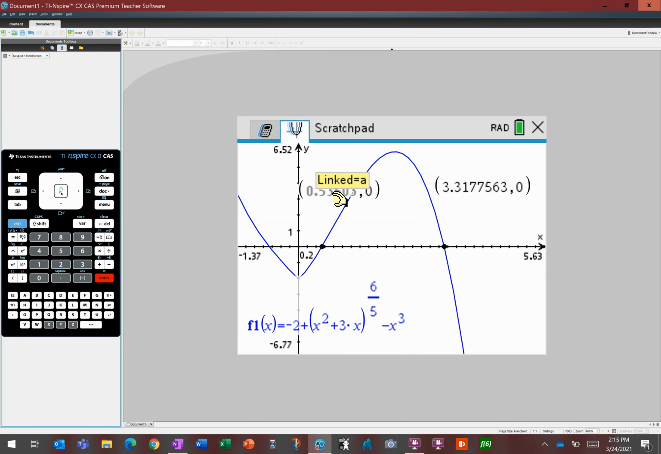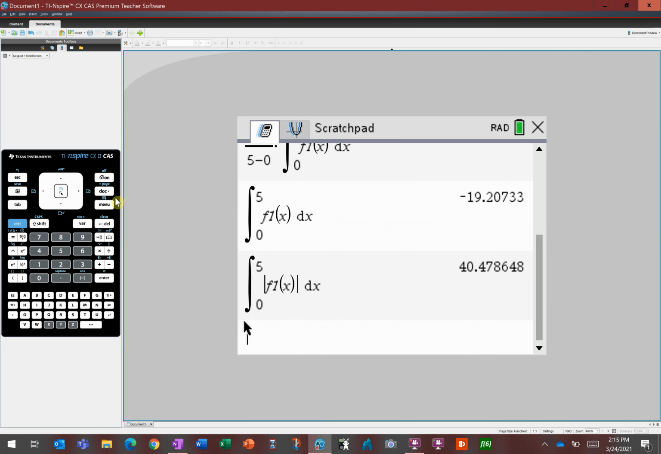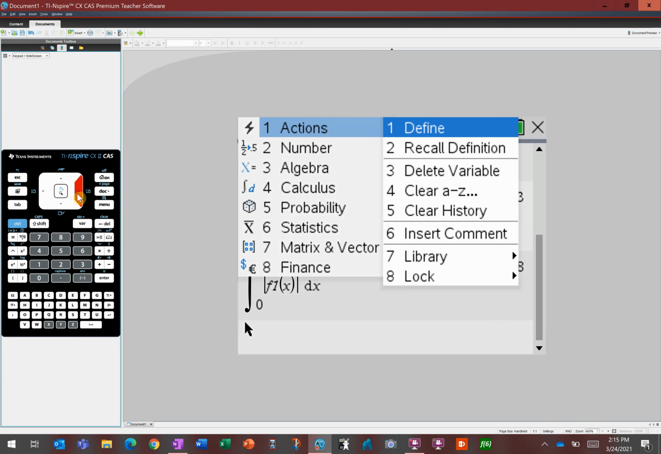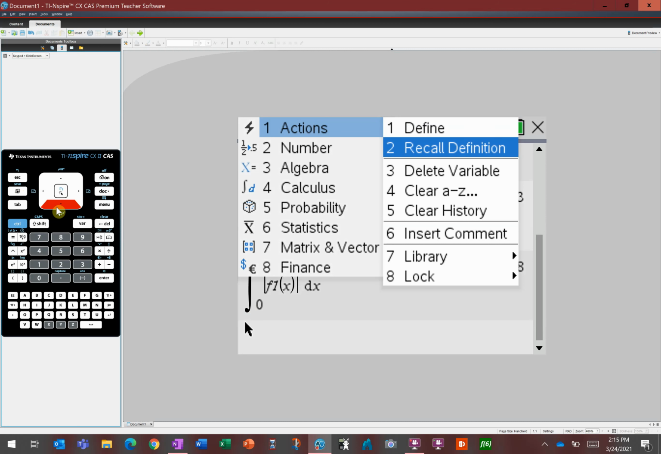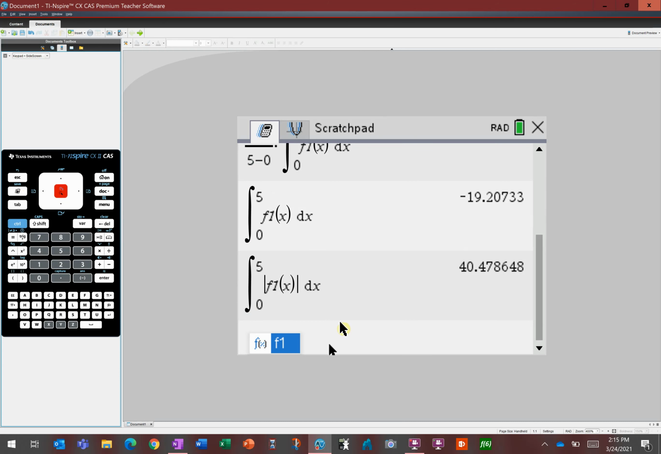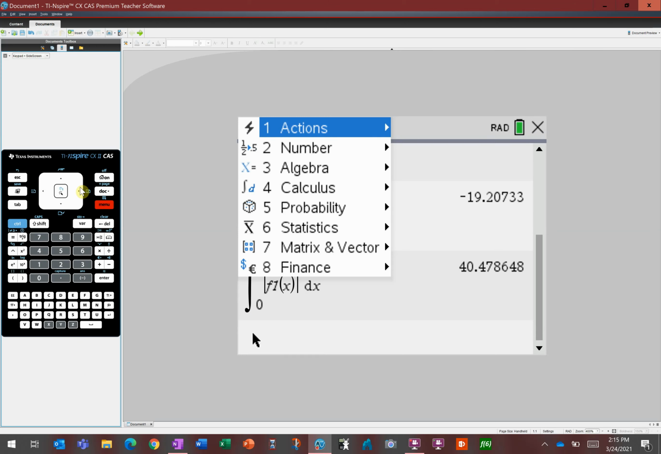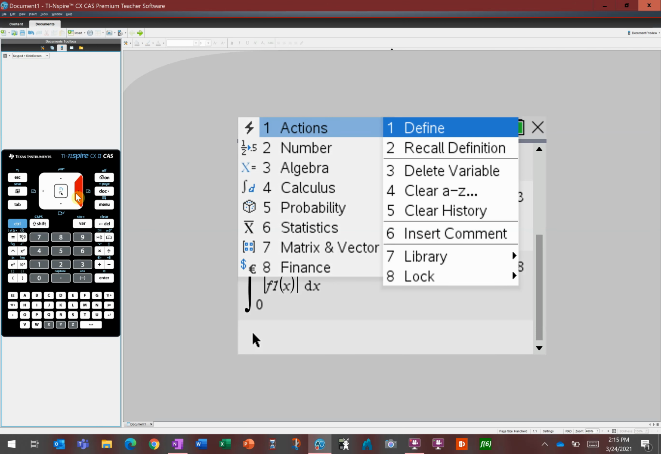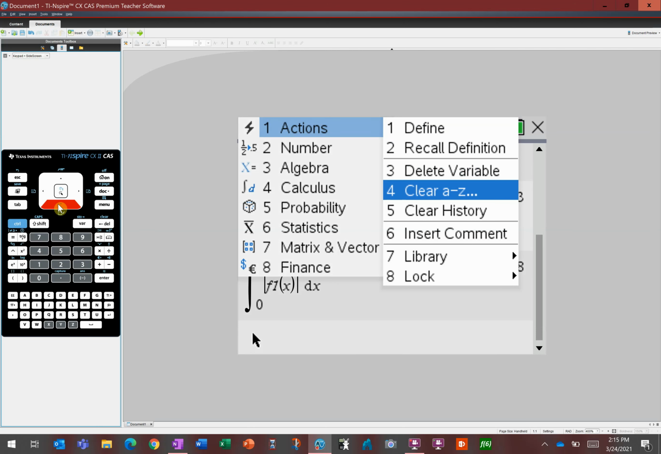Sometimes when you go to store it as something, it'll say error. It's already stored as something else, which sometimes your calculator has issues with this, sometimes it doesn't. So one way to check to see what's stored on your calculator is if you go to menu, actions, and then you can check recall definition, and that's just for a function. So right now it says you only have one thing defined, that's F1, that's my graph. However, the other thing you can do is if you want to make sure you don't have anything stored, and I'd honestly suggest you do this the day of your test, I would go down and I would do clear A to Z.